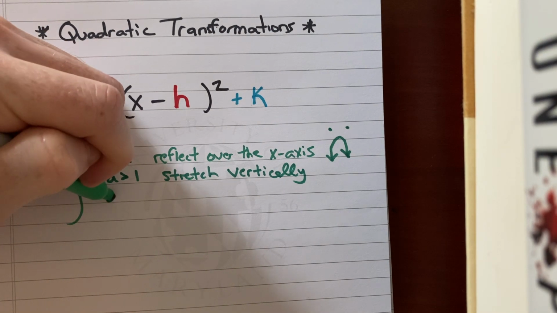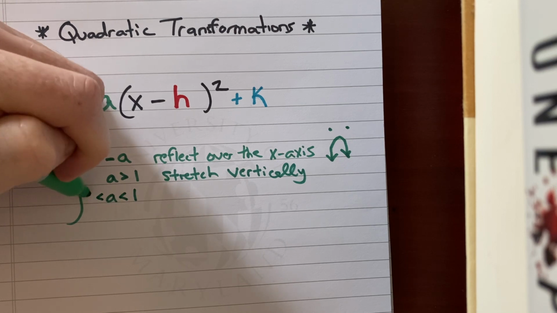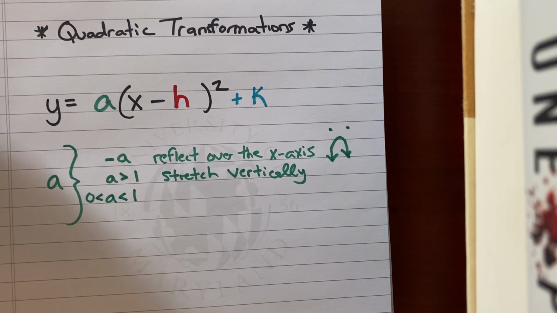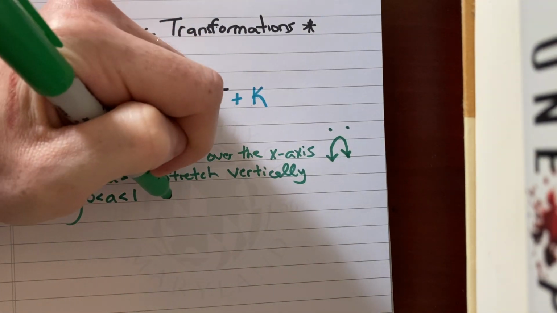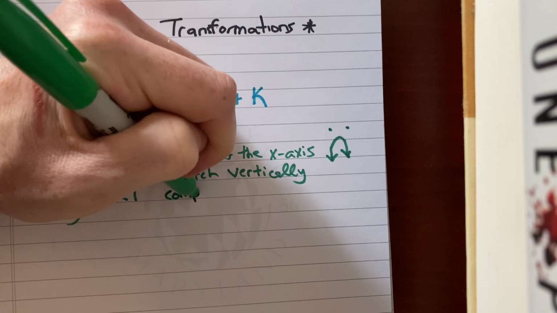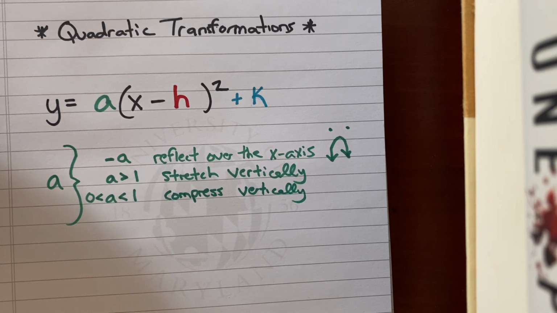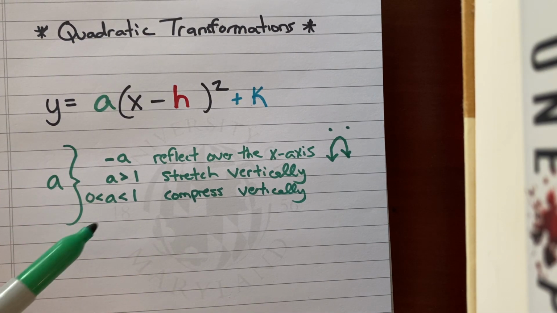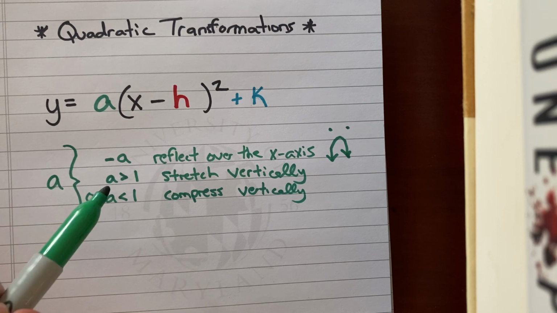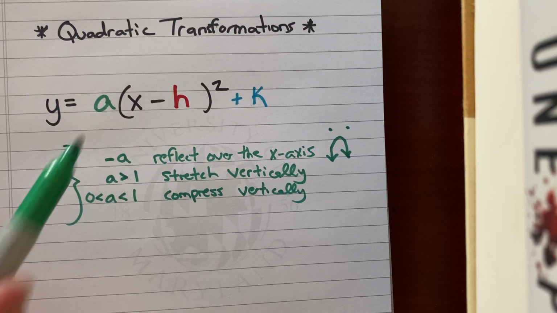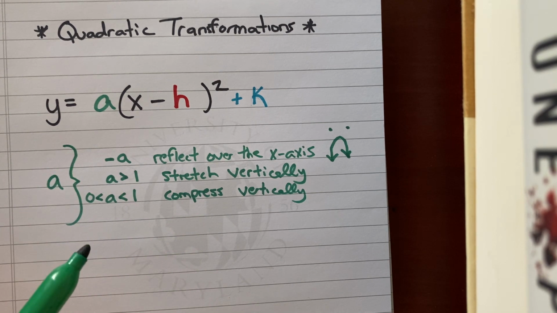All right, if our a value is less than 1 but greater than 0, that's just a fancy way of saying a decimal or a fraction, like 0.25 or 2/3. Just be careful because sometimes they'll give you a fraction like 5/4, which is technically greater than 1. If it is between 0 and 1, we are going to say that it compresses vertically. That just means it is getting wider, it's getting fatter. So that's what a can do. It either reflects it, which doesn't always happen, it could stretch it vertically if that number is larger than 1, and it could also compress it vertically if that number is a fraction.